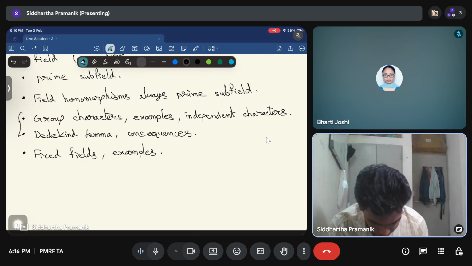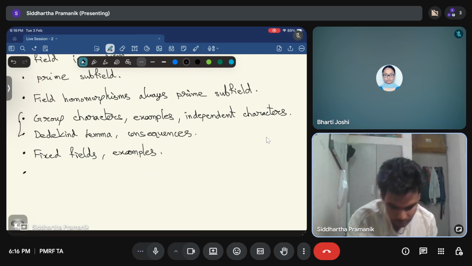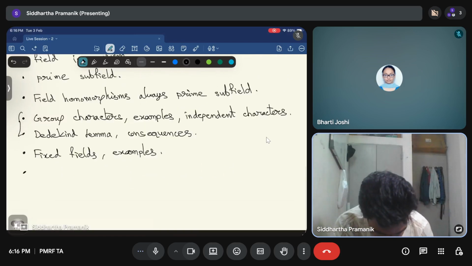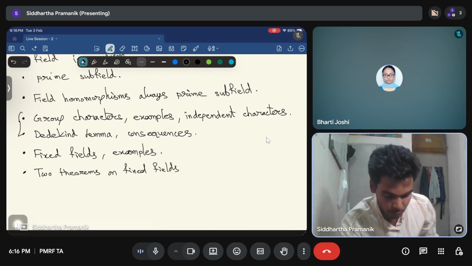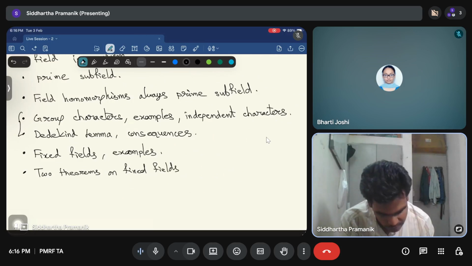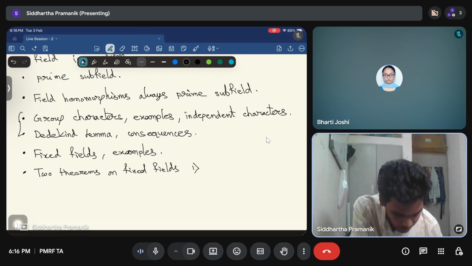and after that we have done two theorems on fixed fields. So this is the beginning of the Galois theory. We will use these two results frequently.